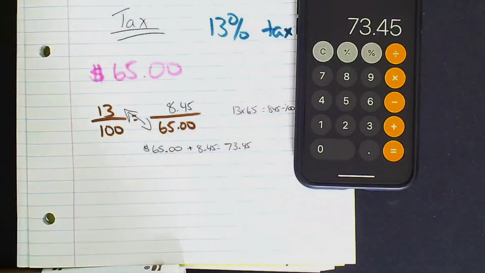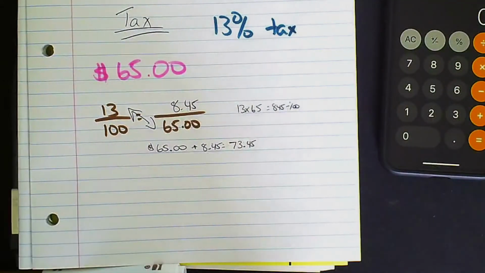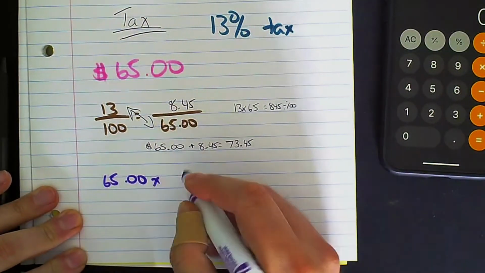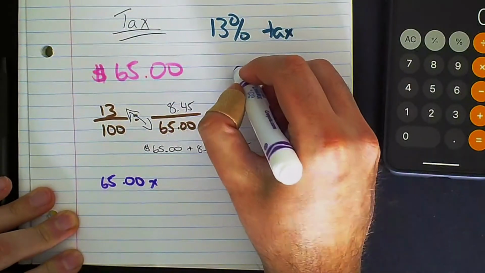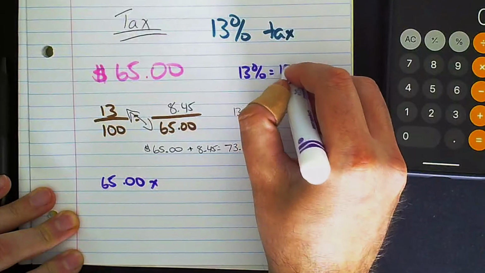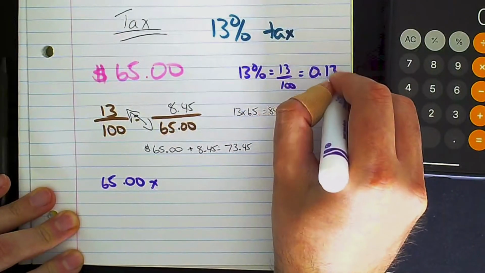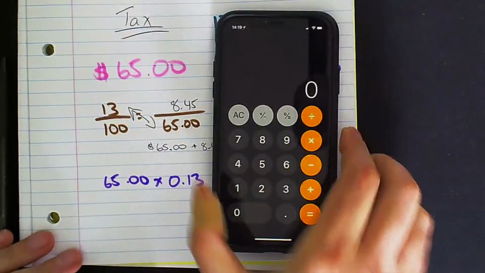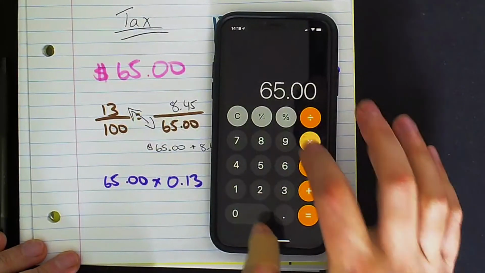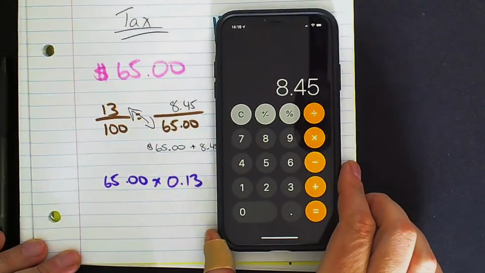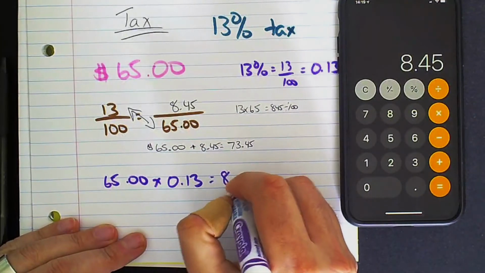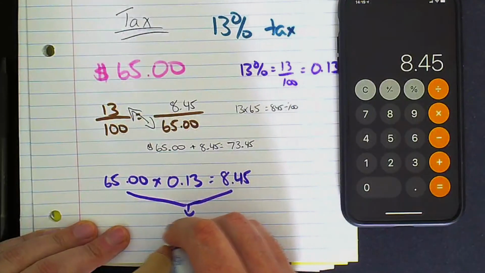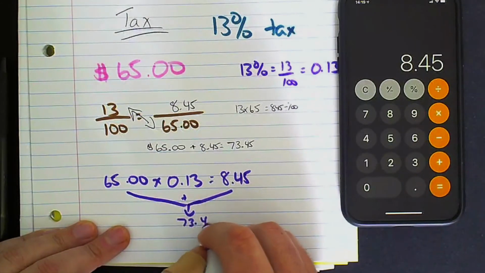Now I'm going to show you another way to do it. This way is a little bit easier. So you would take the $65 and you would multiply it. You know that 13% is equal to 13 over 100, but it's also equal to 0.13. So you would just multiply this by 0.13. And when you do that, 65.00 multiplied by decimal 13 gives you the same answer. And that just tells you how much tax you're going to pay. And then you have to take these two numbers and add them together, which will give you 73.45.